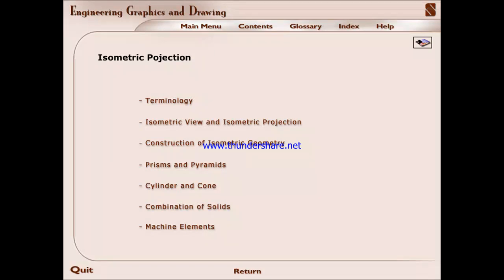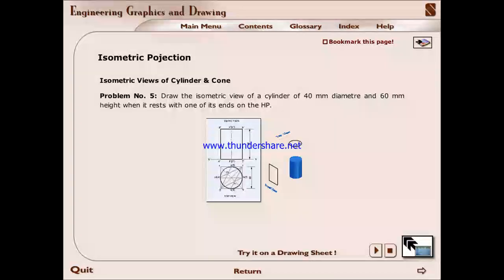Now cylinder and cone. Isometric view of cylinder and cone. Problem number 8. Draw the isometric view of a cylinder of 40 mm diameter and 60 mm height when it rests with one of its ends on the HP.